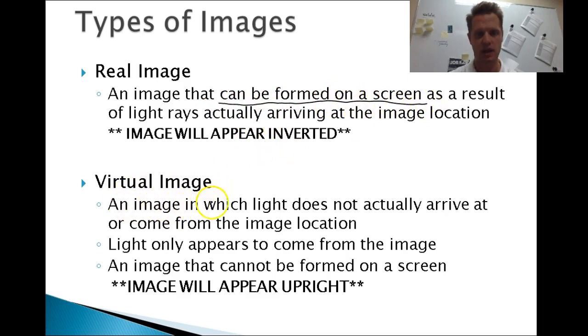A virtual image does not actually arrive and will come from a different location. So a real image can be formed on a screen. A virtual image cannot be formed on a screen. What we're going to notice is that a real image from our labs will always appear inverted. A virtual image will always remain upright, and cannot be formed on a screen.